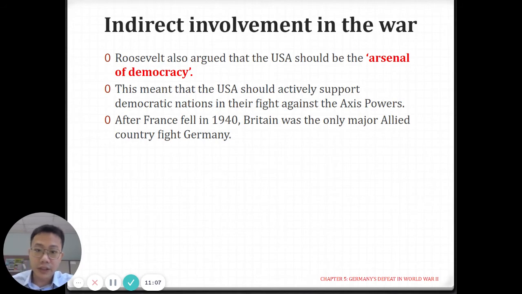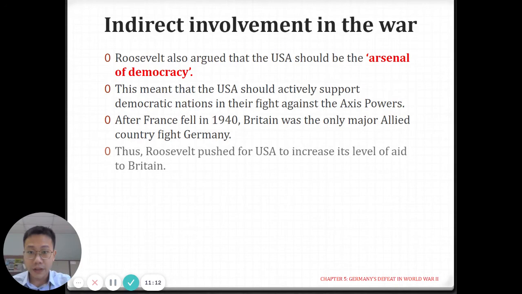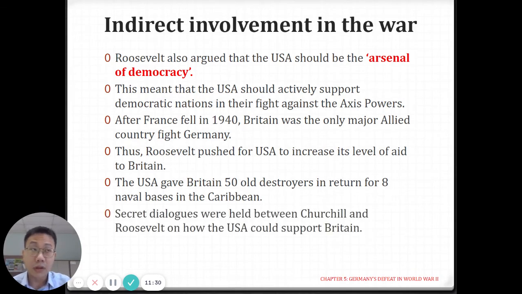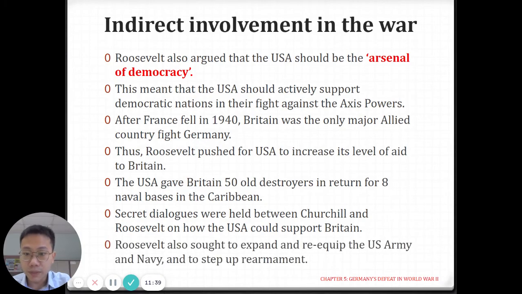So after France fell in 1940, Britain was the only major allied country left fighting Germany. So Roosevelt pushed for USA to increase its level of aid to Britain. And what kind of aid? They actually gave Britain 50 old destroyers. Destroyers are a type of navy ship that is used in wartime, in return for 8 naval bases in the Caribbean. So the naval bases would be important for them to park whatever resources they need there for whatever defense of USA.